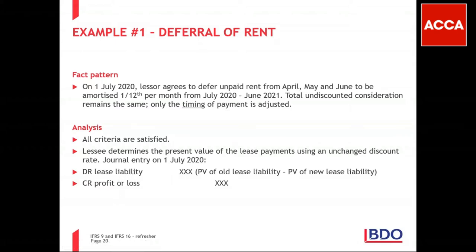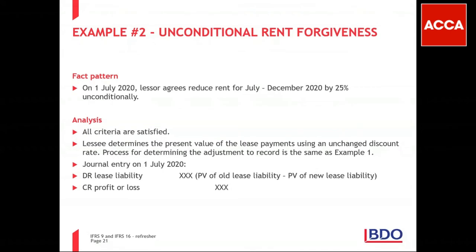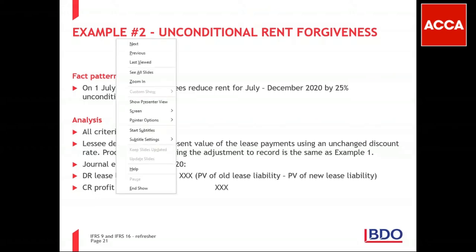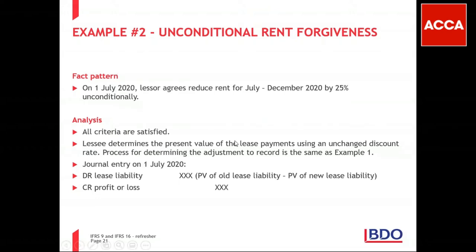Another example is where on 1st of July 2020, the lessor agrees to reduce the rent for July till December 2020 by 25%. And this reduction has been agreed on an unconditional basis. So that means no further conditions in the future have to be satisfied for the lessee in order to take advantage of this reduction. Now, assuming again all the four criteria of the practical expedient are satisfied, the lessee determines the present value of the lease liability using the reduced contractual cash flows and applying the original incremental borrowing rate.